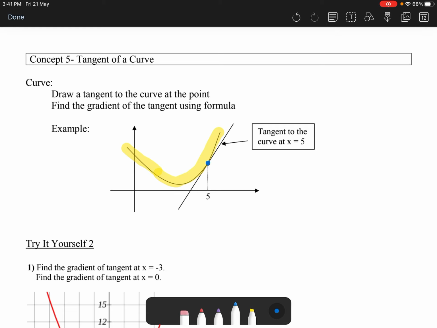Very simple. You just draw a straight line. But this straight line cannot be any straight line. This straight line is what we call the tangent. Tangent means that it must only cut the curve at one point. Okay, so this is the definition of tangent.